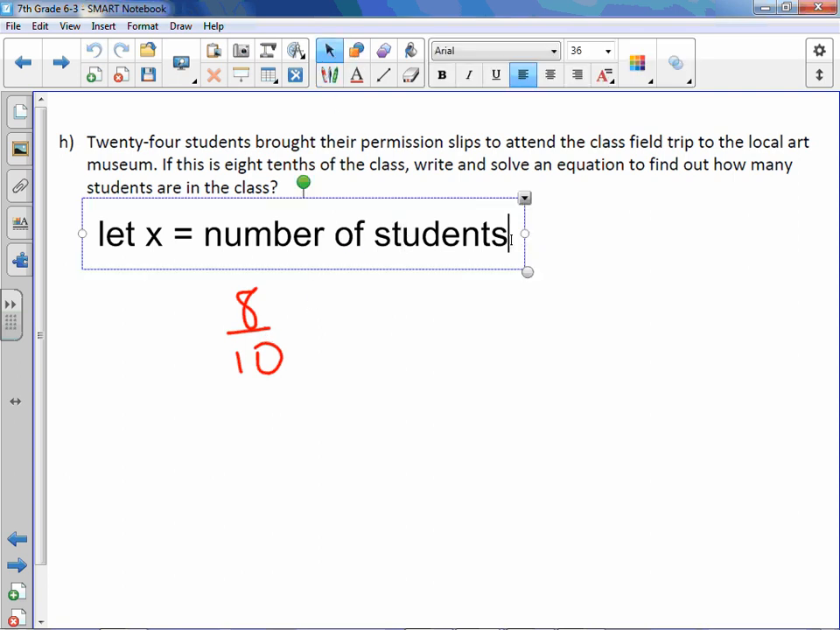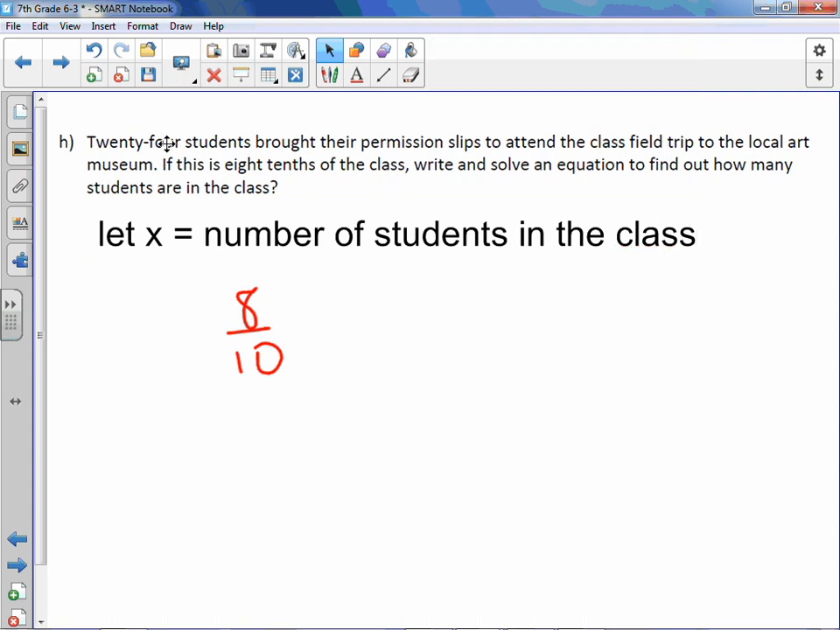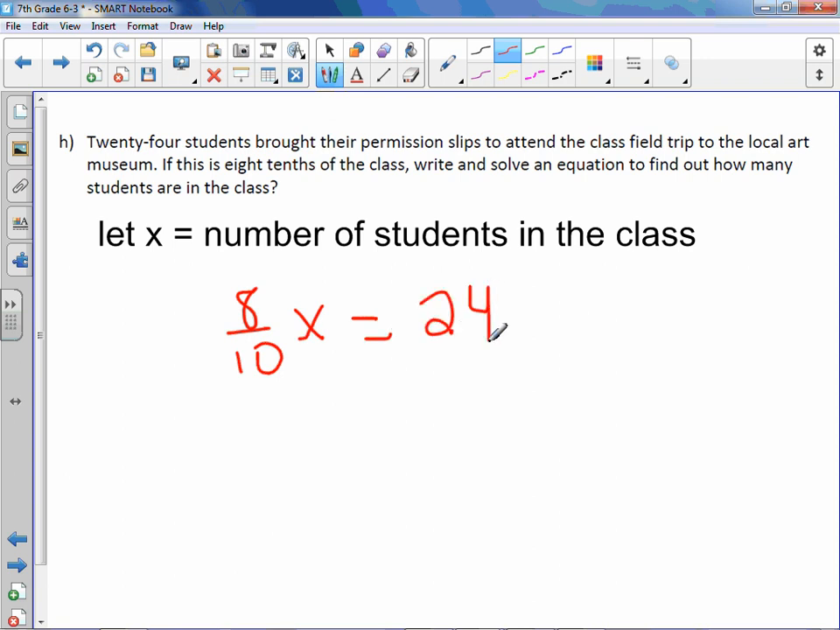It's number of students specifically in the class. You need to specify because this number up here is also students, but these ones brought their permission slip, whereas the ones we don't know are how many in the class. Or what we don't know is how many students are in the class. So here we go. 8/10 of the class, which is x, equals 24 students.